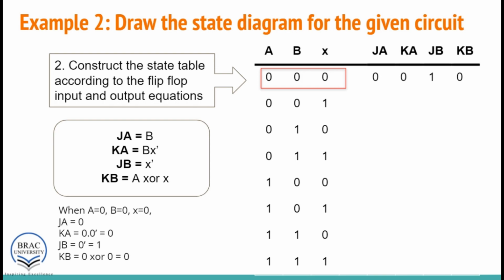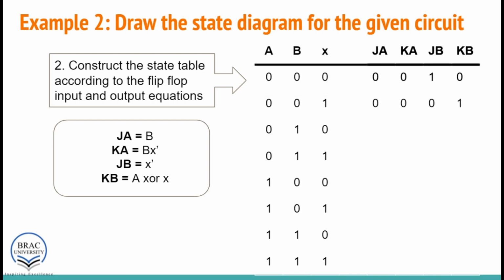We will note them down in our state table. For the next combination, where A is equal to 0, B is equal to 0, and X is equal to 1, the value for JA will be 0, the value for KA will be 0, the value for JB will be 0, and the value for KB will be 1. We will again note them down in our state table. In a similar manner, we will find out all the possible values for JA, KA, JB, and KB according to the combinations.